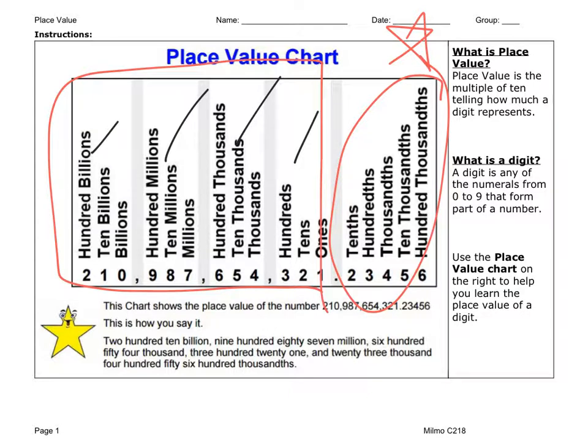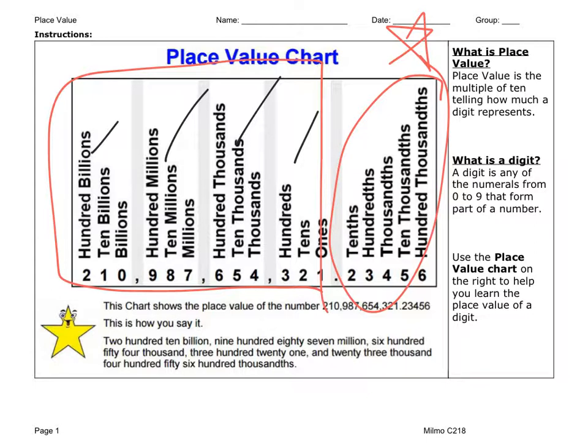Now, one more thing before I forget, okay? The place value is the multiple of 10, telling us how much digits represent. So each time you go to the left or right, you're multiplying or dividing by 10, okay? So, what is 1 times 10? 10, right? So the ones goes to the tens. What's 10 times 10? 100, right? So the tens moves to the hundreds. What's 100 times 10? 1000, right? And so on, okay? It's always a multiple of 10.